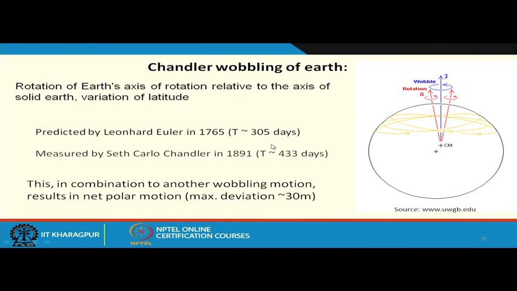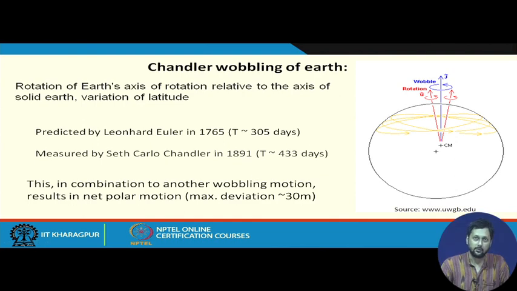Now, it turned out that this rotation is called the Chandler wobble of Earth, which is a measurable quantity. It was predicted by Leonhard Euler in 1765 to be around 305 days, but it was measured in 1891 by Seth Chandler, and the actual measured value was found to be close to 433 days. Now, this in combination with another wobbling motion results in a net polar motion, which results in a maximum deviation of the North Pole of approximately 30 meters.